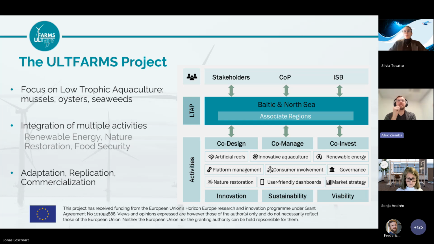What we've been focusing on in this project is a co-design, co-management, and co-investment approach to integrating low trophic aquaculture, be that mussels, oysters, or seaweeds, into offshore renewable energy production, most notably offshore wind. For this, we also have a number of activities, and we also had cascade funding calls within this project, where a sustainable innovation could then be replicated in other regions as well.